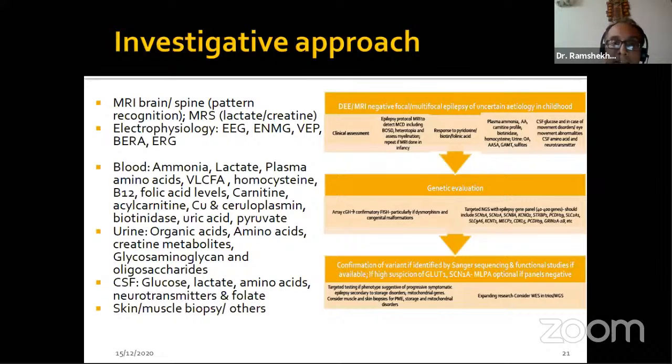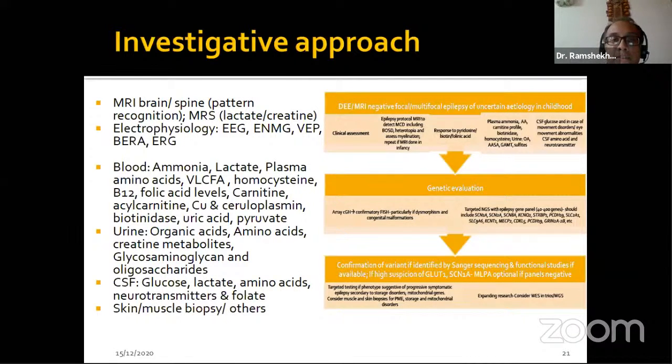If all this is still negative and you have even ruled out a mitochondrial disorder with the help of your mitochondrial genetic testing, whether mitochondrial genes are involved or not, you might have to go in for more invasive tests such as muscle and skin biopsy for disorders such as PME, storage disorders, and mitochondrial disorders. But we are entering into the era of whole exome sequencing and whole genome sequencing, and that approach is still available in the research domain, but is still prohibitively expensive.